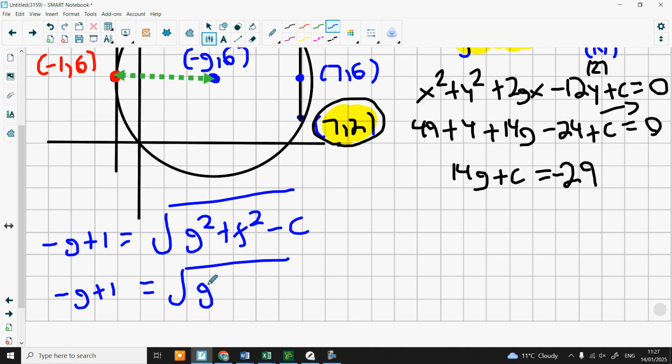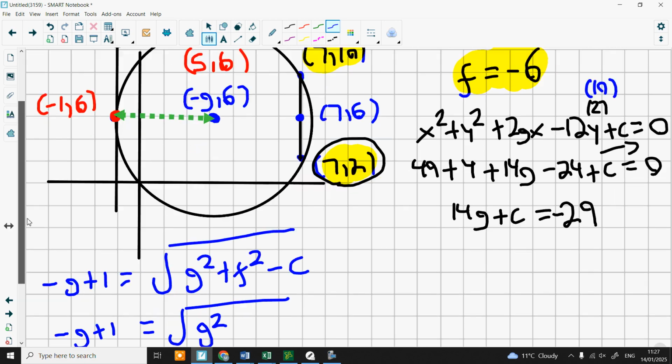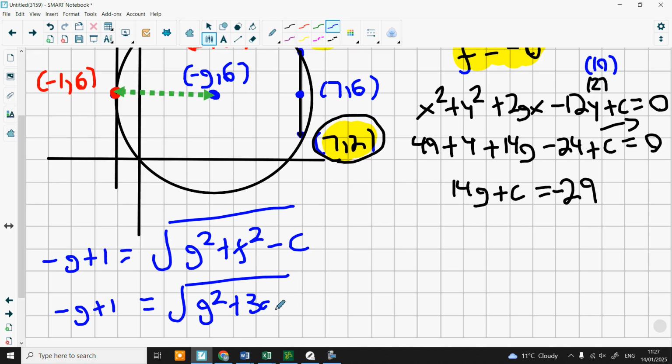Now, that equals G squared. What is F squared, lads? We have F is minus 6, so F squared is 36, take away C. All right, now, I'm going to sub out the C right away, yeah? I'm going to sub out the C. So what happens with the C? Minus 29 minus 14G. You go with that?